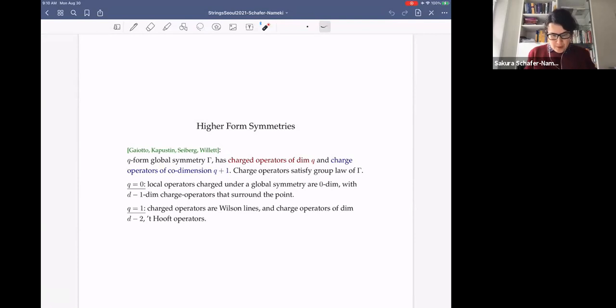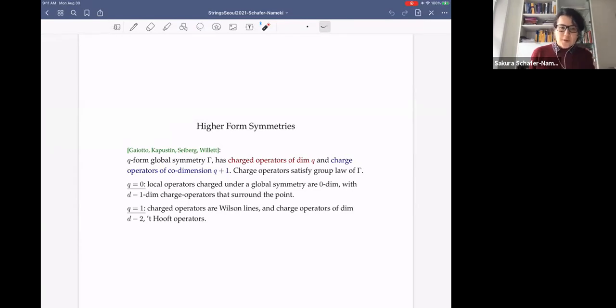Okay, so what is a higher form symmetry? Well, in 2014, Gaiotto, Kapustin, Seiberg, and Willett told us we should really think of symmetries not just as structures where the charged objects are point-like, but we should also broaden our horizon and allow for q-dimensional objects. And so a q-form symmetry, Gamma, has charged objects of dimension q, and the symmetry group is generated by codimension q plus one topological operators.